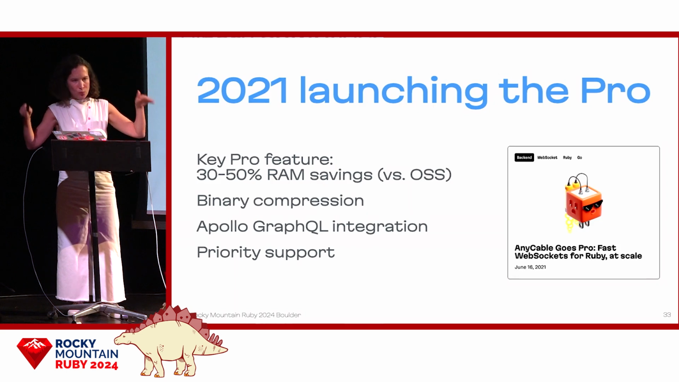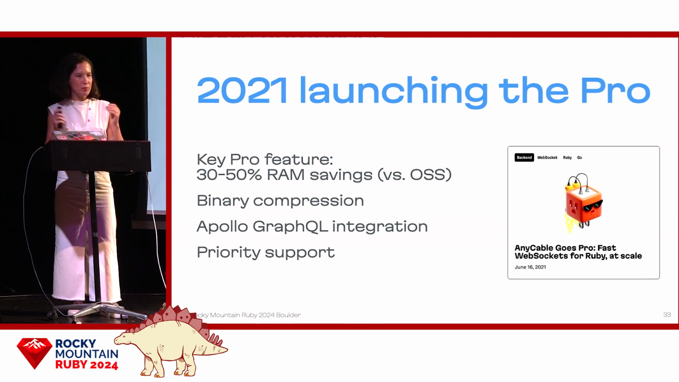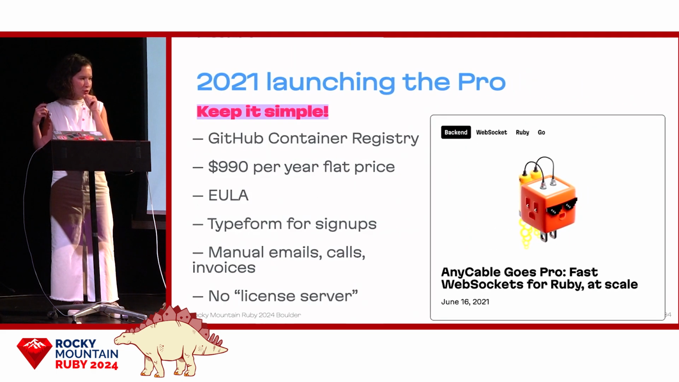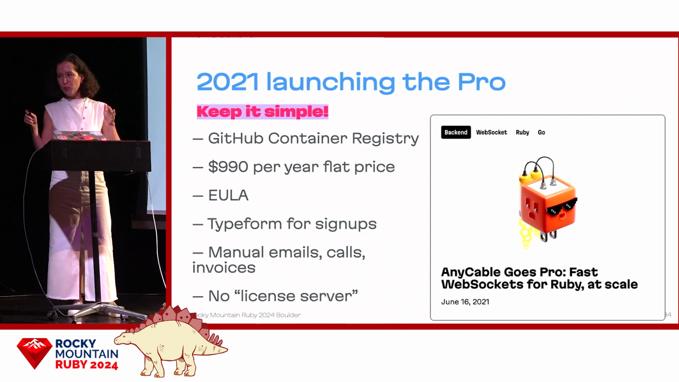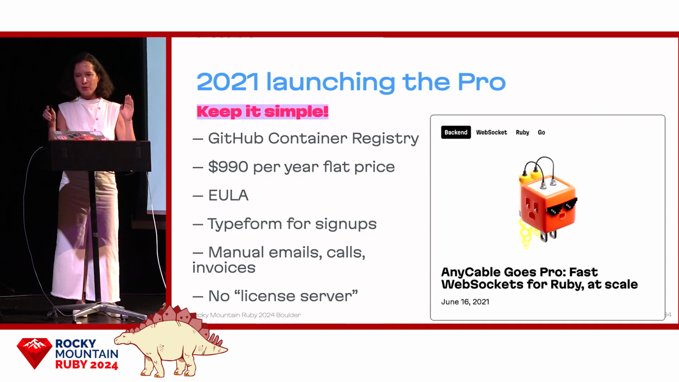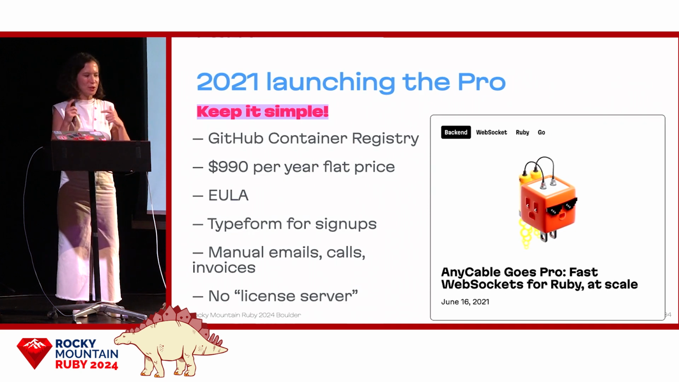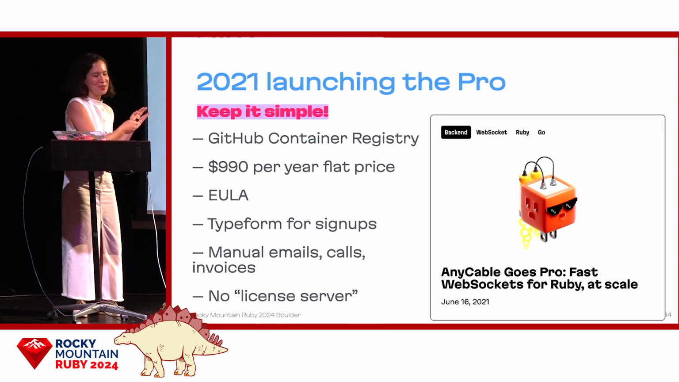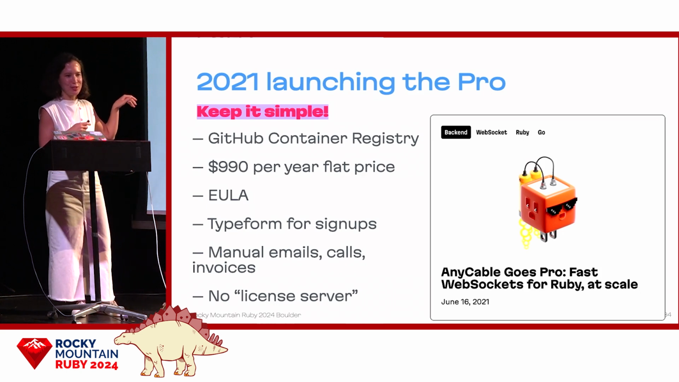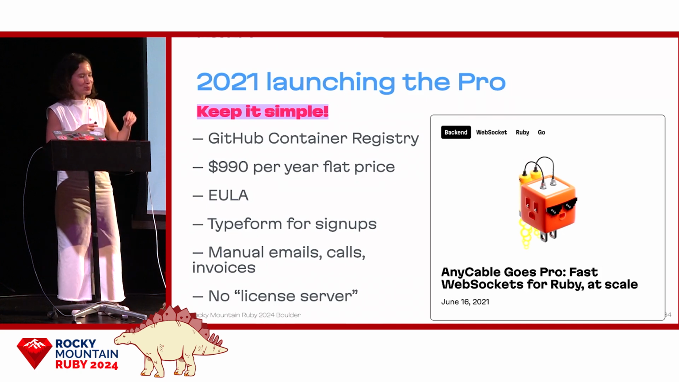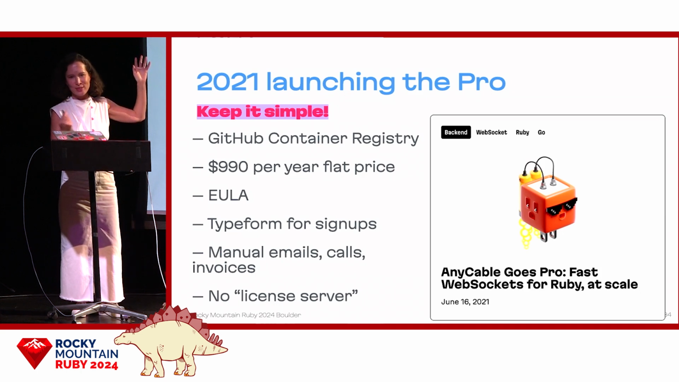It had even more memory efficiency, binary compression algorithms, Apollo GraphQL integration. But we kept it very, very simple. We almost didn't build any kind of automation around the product. So we didn't have a license server. To be honest, we didn't build an app to sell it. We still use GitHub Container Registry to distribute the Pro. We had a flat price and just used Typeform for signups.